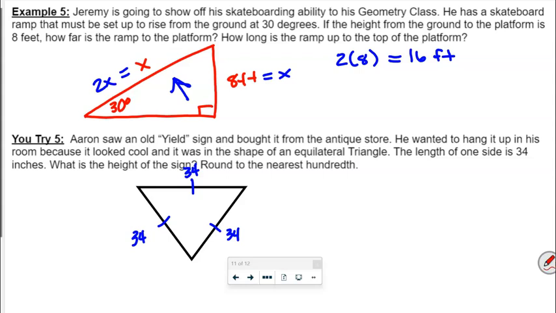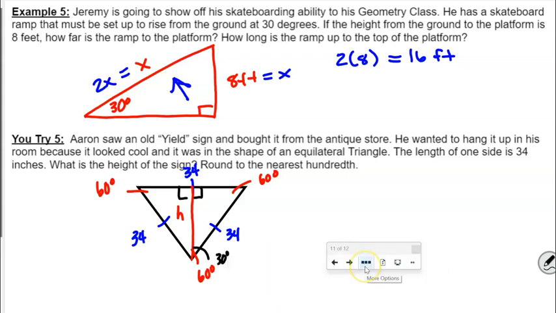Okay, so what else do we know about this? We know this is 60 degrees, right? This is 60 degrees. And we know this is 60 degrees, right? So if we draw an altitude or height, that's our height, right? It's going to be a right angle up here, correct? And now what does this angle become? It becomes 30 degrees, doesn't it? Okay. So now this is a 30, 60, 90 triangle, isn't it?